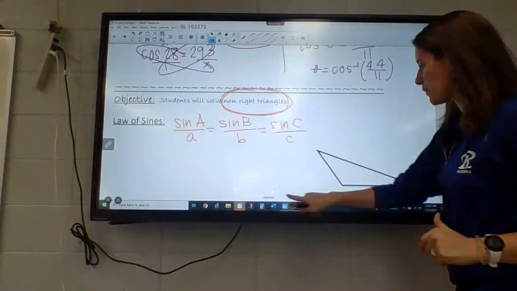Yeah, we know they add to 180 degrees. So if I have 118 and 22, I can take that away from 180. It's Friday, so I'm going to subtract in my calculator. So it's 40, right? So that's going to be a 40-degree angle. So we already found angle C.